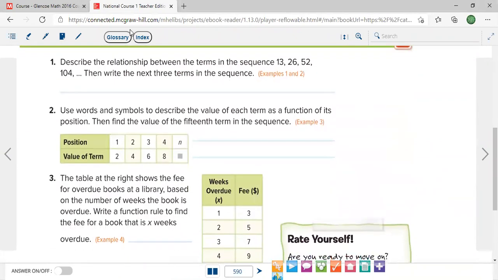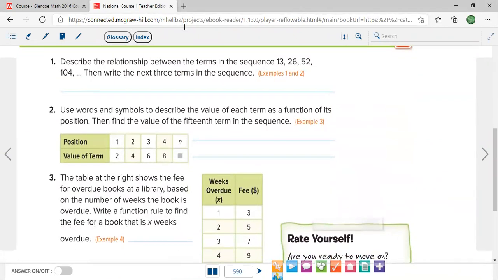Now the guided practice. Describe the relationship between the terms in the sequence 13, 26, 52, 104. Then write the next 3 terms. This is a normal question because we need the relation between terms. We don't need position like this one. Relation between terms means from every term to the other.